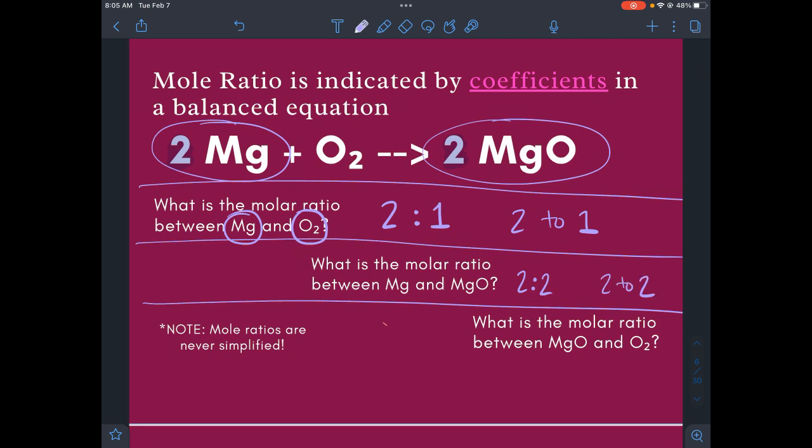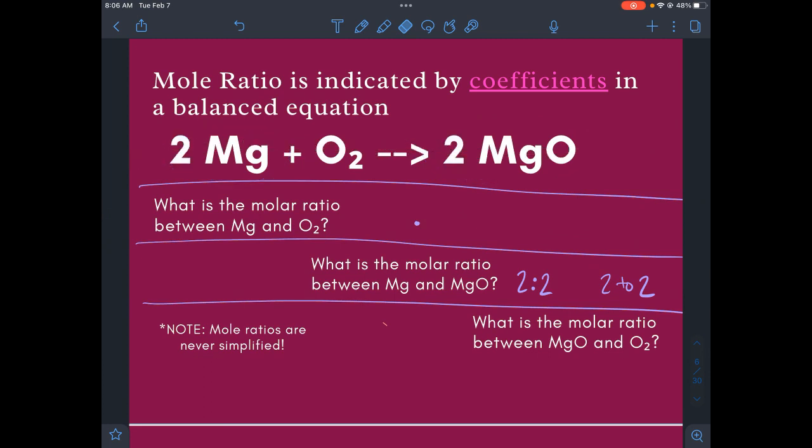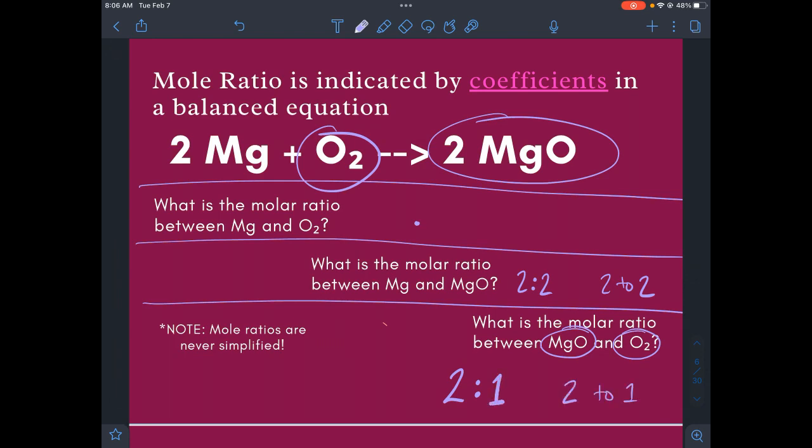Now we don't reduce that when we're looking at mole ratios. In theory, you could, but we like to remember where these numbers came from, and so we want them to match the coefficients. All right, our last example down here, what is the molar ratio between magnesium oxide and oxygen? Well, the magnesium oxide has a coefficient of 2, and the oxygen has a coefficient of 1. So this mole ratio is 2 to 1.